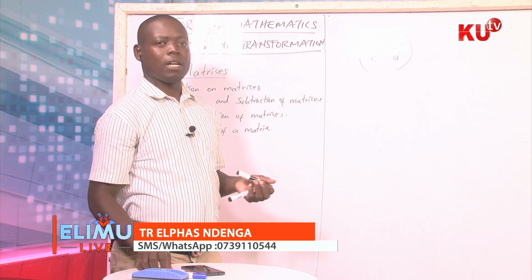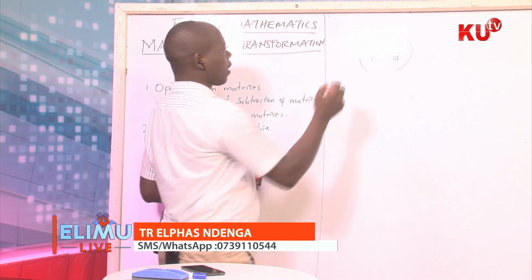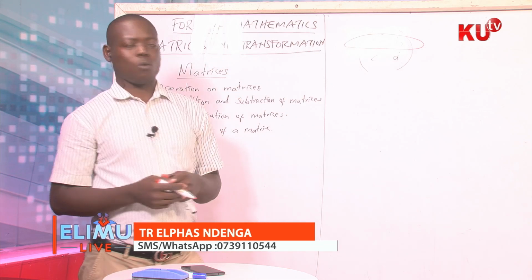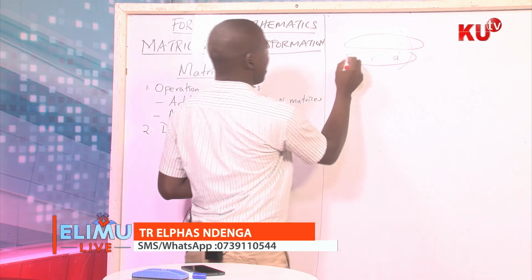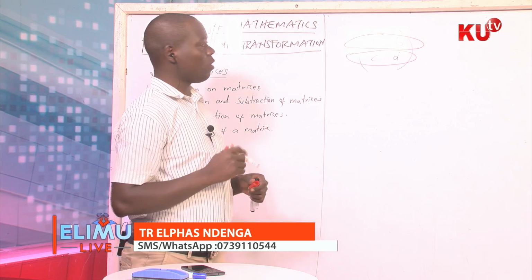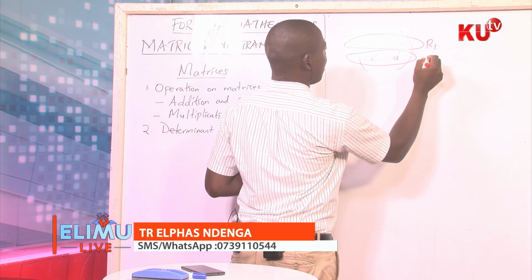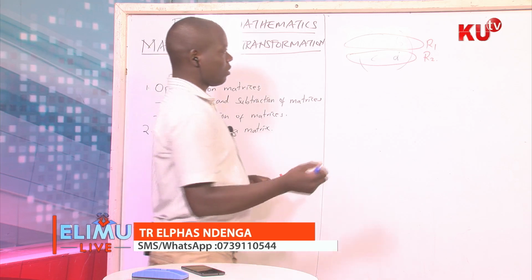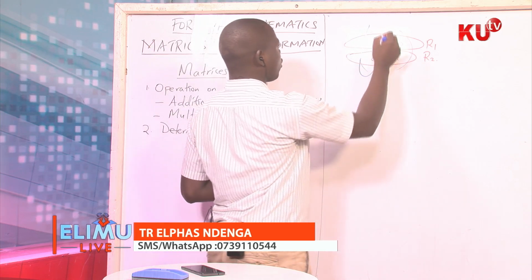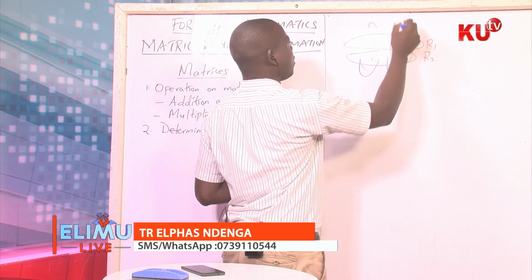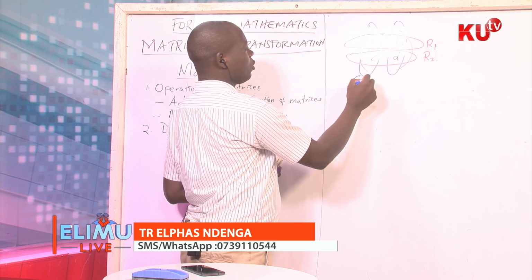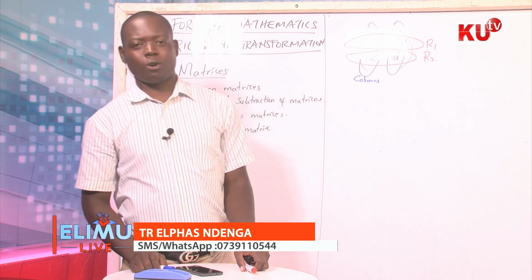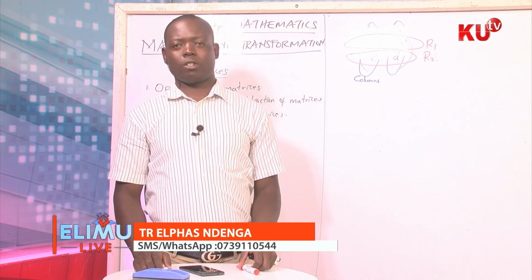What are rows then? This is a row. Horizontal. They are called rows. So this is row number 1 and row number 2. When we talk of columns, students, columns are vertical. The vertical arrangement of elements in a matrix constitutes what we call a column. Therefore, columns are vertical, while rows are horizontal.